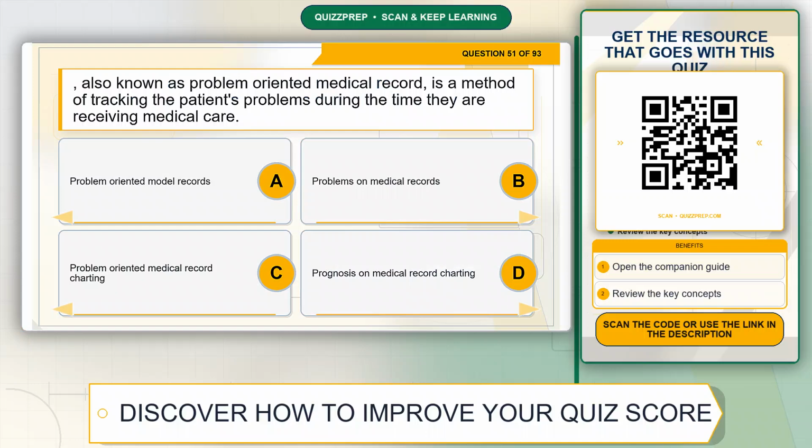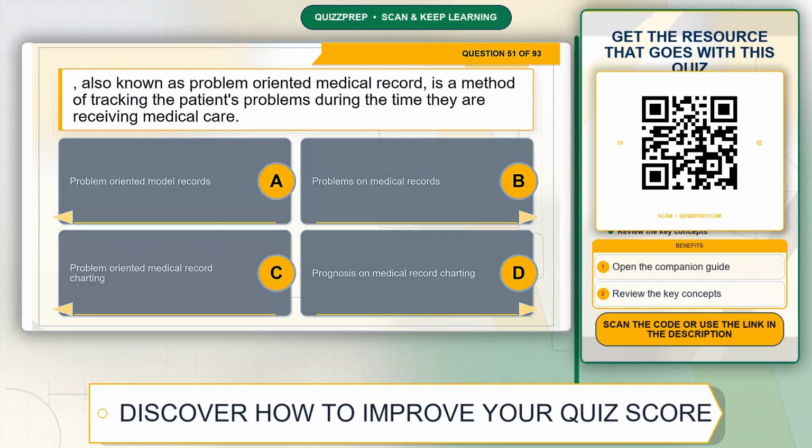Question 51. Also known as problem-oriented medical record, is a method of tracking the patient's problems during the time they are receiving medical care. Option A, problem-oriented model records. Option B, problems on medical records. Option C, problem-oriented medical record charting. Option D, prognosis on medical record charting.